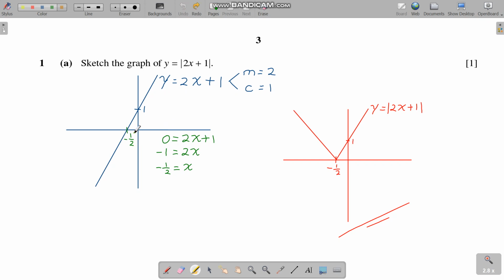Right, so to draw the absolute value graph, you flip this negative part upside down, forming a V-shaped function like this. So you have to make sure the shape is a V and label the y-intercept and x-intercept.